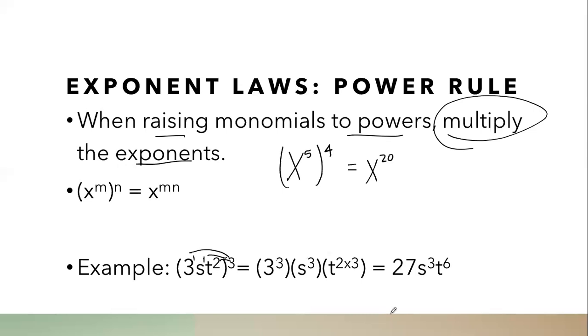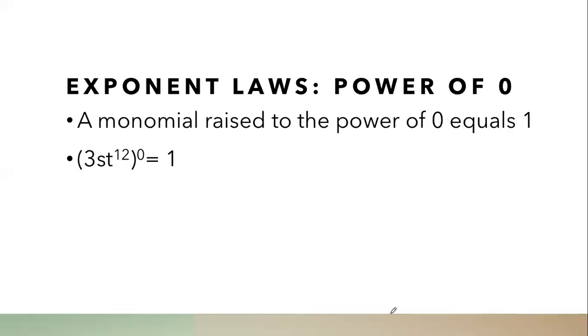All right. Next rule says anything raised to the power of 0 equals 1. So all of this is being raised to the power of 0, so it all equals 1. All right, we good?